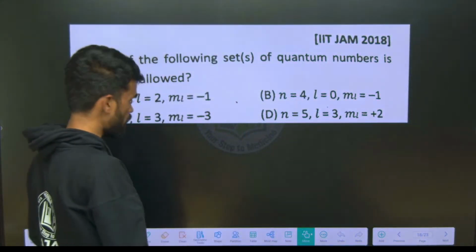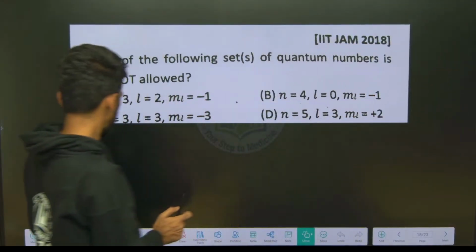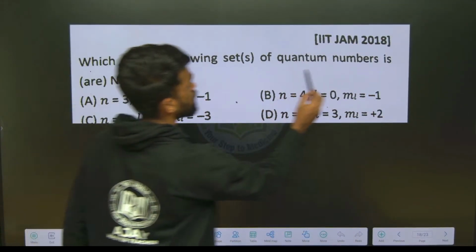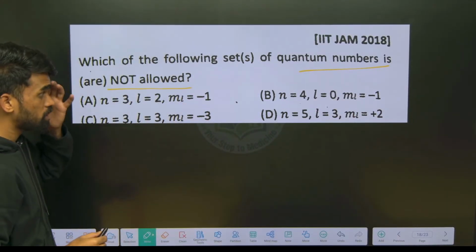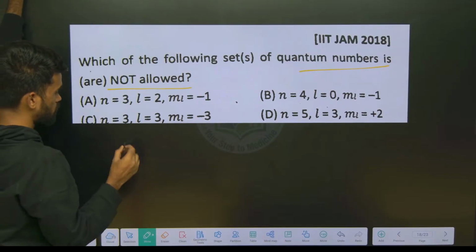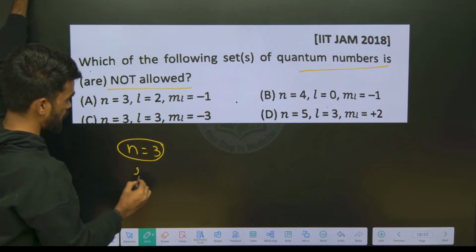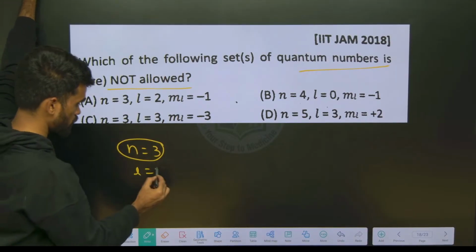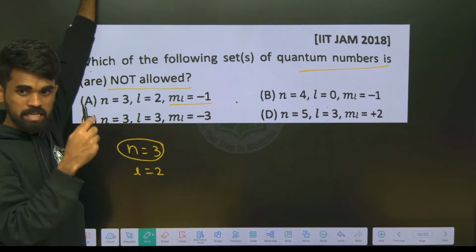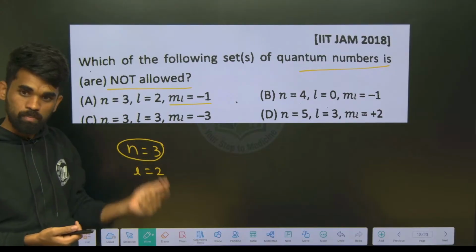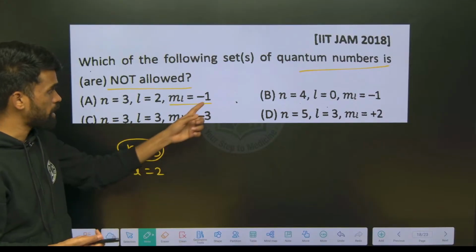Next, I have a few questions here. First we'll solve: which of the following sets of quantum numbers is not allowed? Identify. n equals 3, l equals 2, ml equals minus 1. If n equals 3, l should always be less than n, so it can be 2 here, and ml value can lie from minus l to plus l. So minus 2, minus 1, 0, plus 1, plus 2. Minus 1 is possible here.